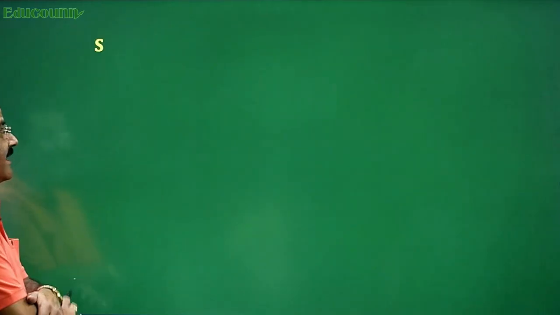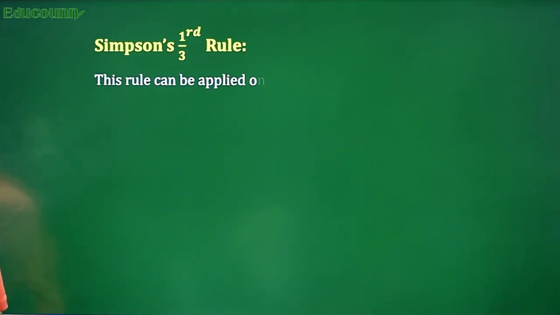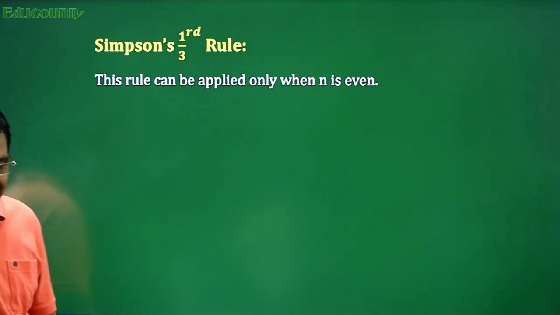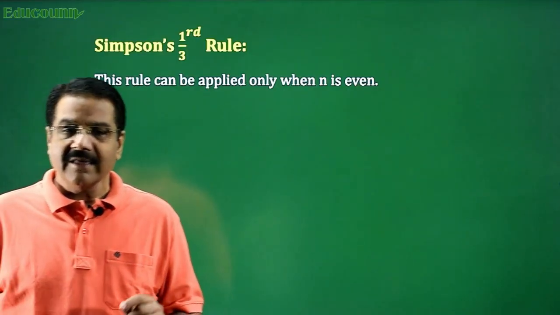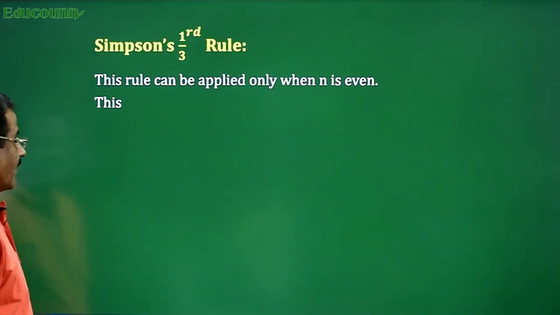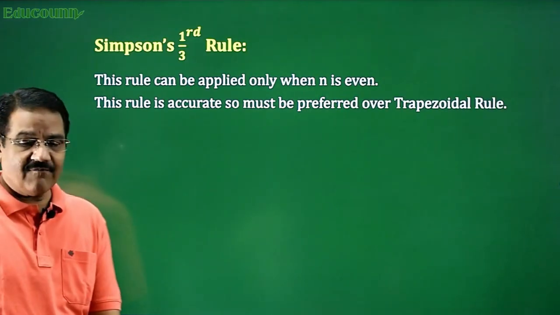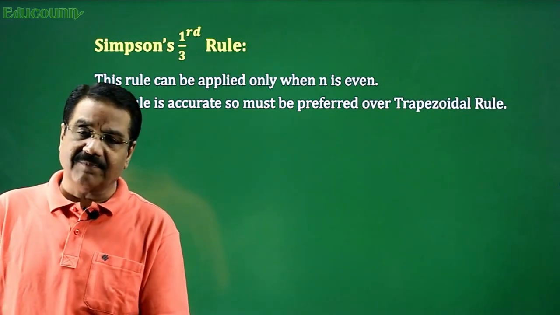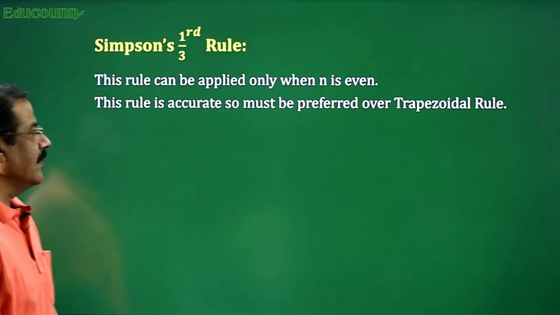Now let us see the next one, that is Simpson's 1/3 rule. Now what is the condition for Simpson's 1/3 rule? That we have to see. Now this rule is applicable when n is even. Means, for example, if n is 3, if n is 5, we cannot apply this rule. This is applicable when n is 4, n is 6, n is 8, or n is 10. Now this rule is a quite accurate rule, and if you want to choose a rule in the examination in particular, then Simpson's 1/3 rule can be chosen over the trapezoidal rule.